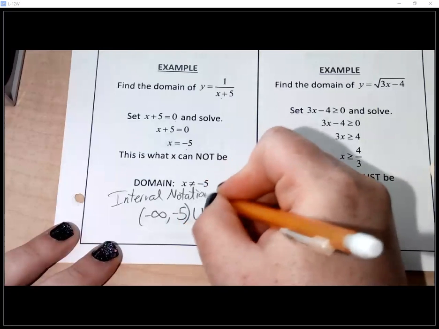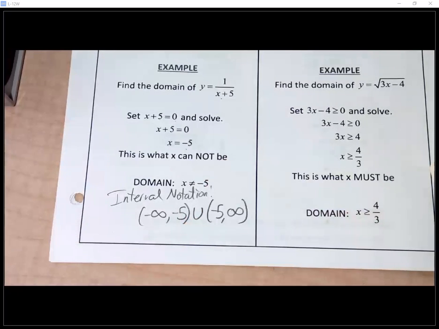Okay, I can have anything else in the whole wide world except -5. So I can go from negative infinity all the way up to -5. But I can't have it, so I'm gonna jump over, and then -5, anything bigger than that I can have.